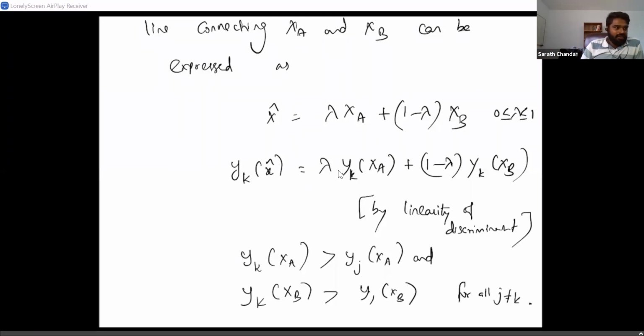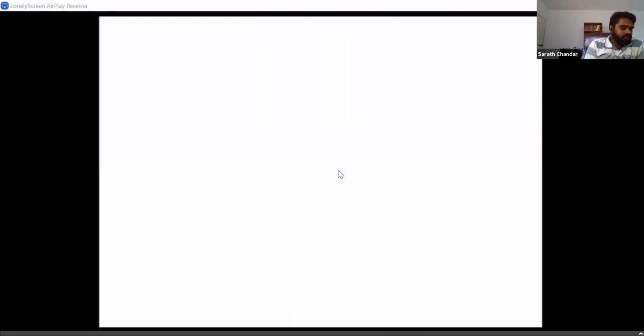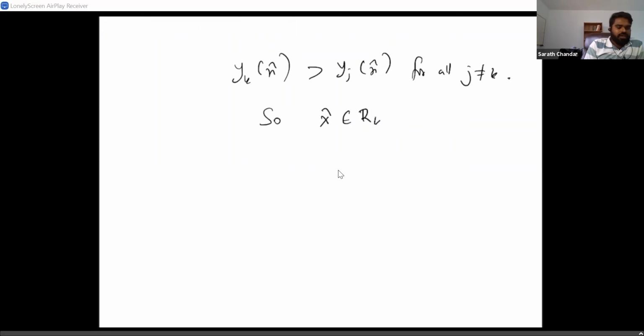So this basically means this term is greater than all other j terms, and this is also greater than the j terms. So this means that yk of x hat is greater than yj of x hat for all j not equal to k. This means that x hat belongs to Rk. Thus Rk is singly connected and convex.